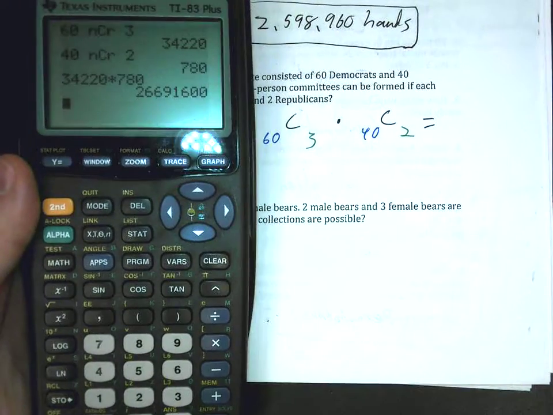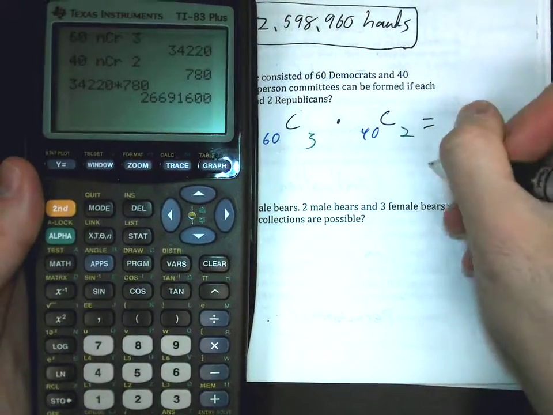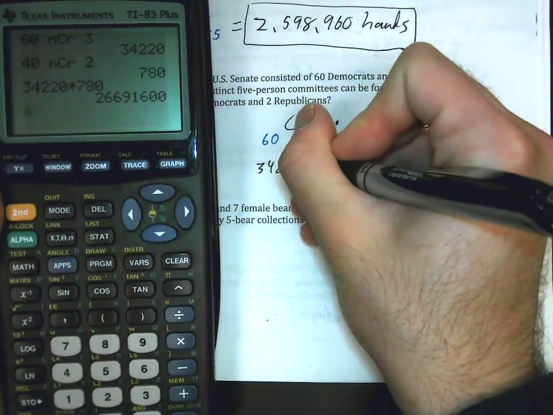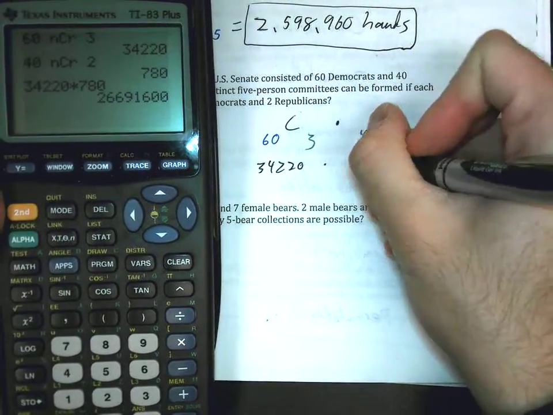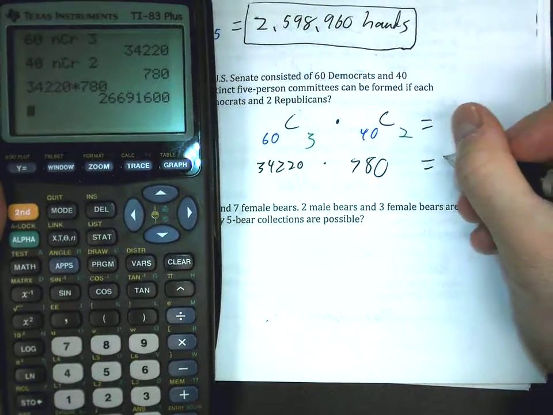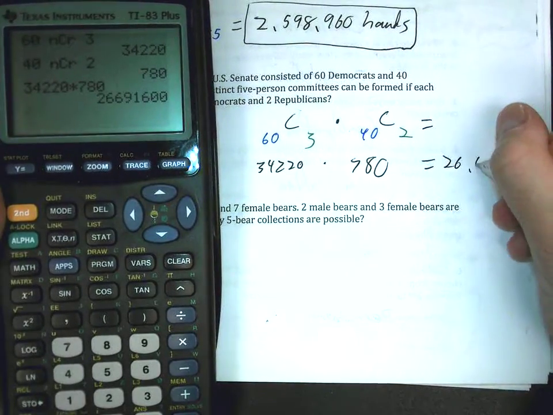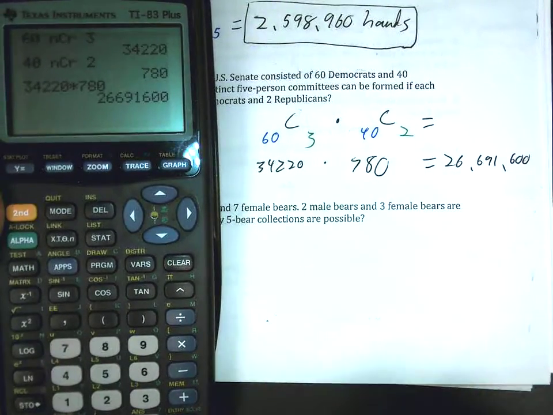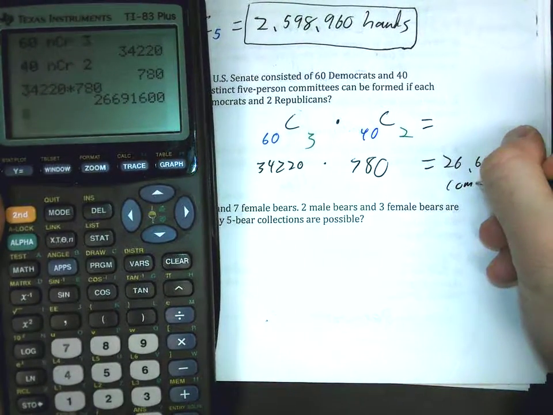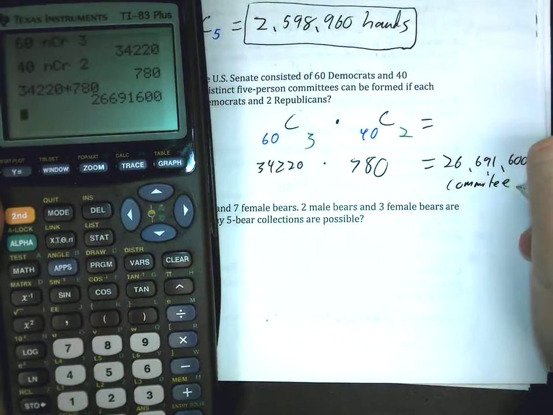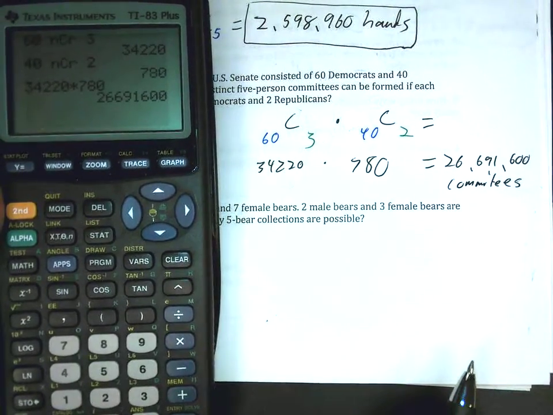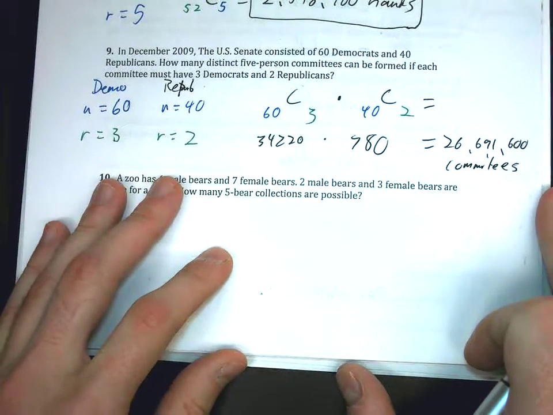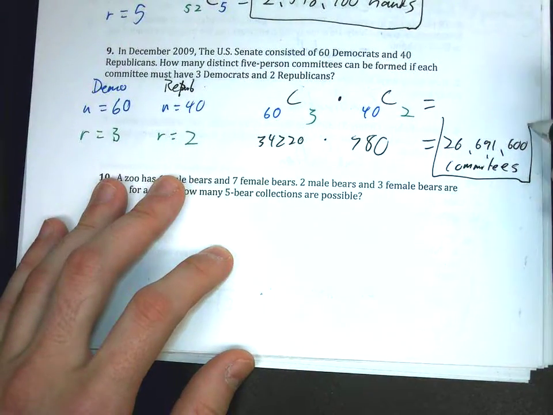26,691,600. So what I'm actually going to do is write down what the numbers were down here below. So this is 34,220 multiplied by 780. So that's going to give us 26,691,600 combinations. So I'm going to write those committees, which is quite a few. And that'll be what we're looking for.